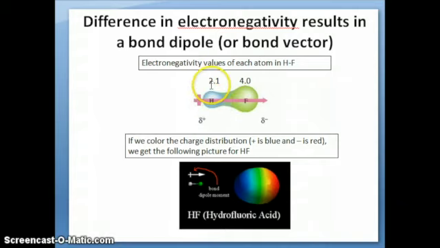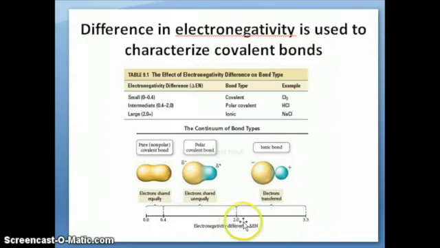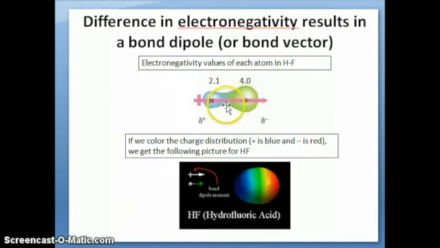H has an electronegativity of 2.1. F has an electronegativity value of 4 in that table that I just showed you. So if we take the difference between these two, this is going to be a difference of 1.9. And we can see that 1.9 is pretty close to 2. So this is what we would consider a very polar covalent bond.